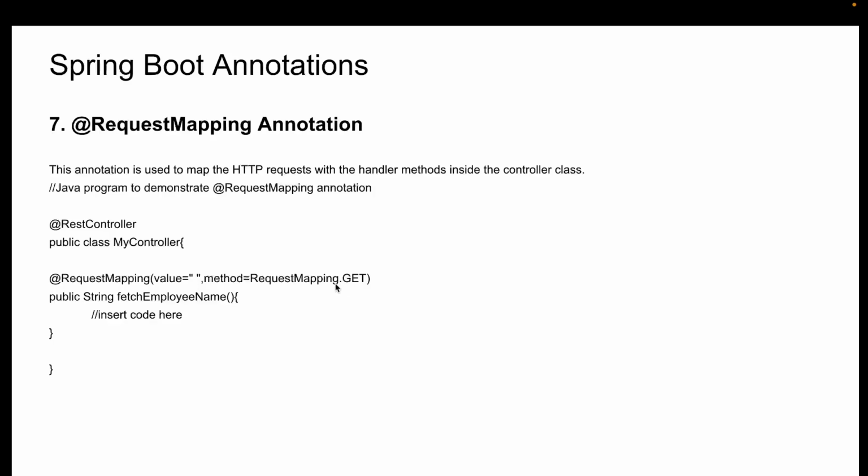The type of HTTP request that we want to handle should be specified in this request mapping, along with the method name, means along with the method type. If we want to delete something, we can have something like request mapping dot delete. If we want to create a new resource, we can have request mapping dot post. And if we want to modify some existing record, we can have method equal to request mapping dot put. So we'll see all these things when we start our demo.